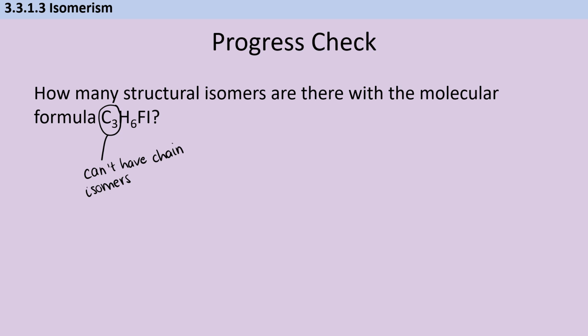The next thing that we're going to notice is that this is a halogenoalkane or a haloalkane, and the functional group here are the fluorine atom and the iodine atom. So we can't have any functional group isomers because they don't have a different name or a different functional group if they're found in a different place in the way that, say, an aldehyde or a ketone group would.